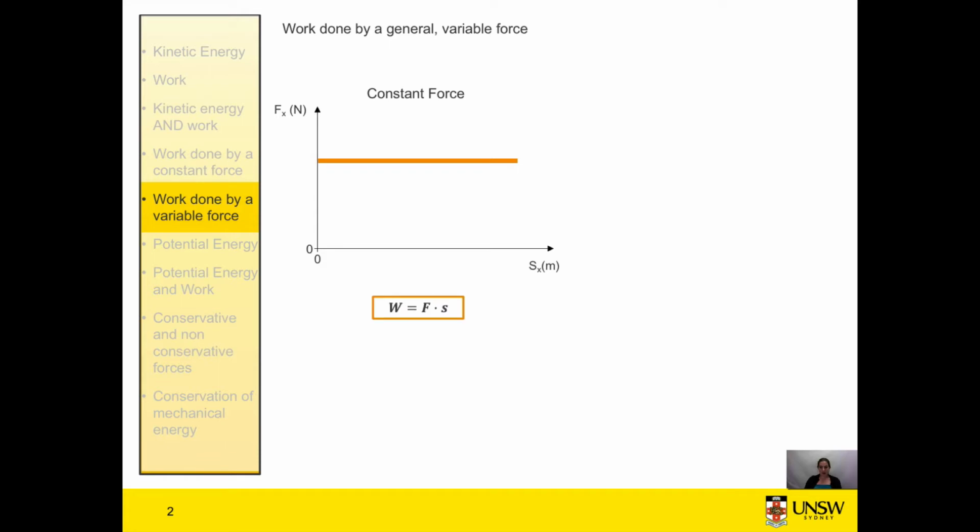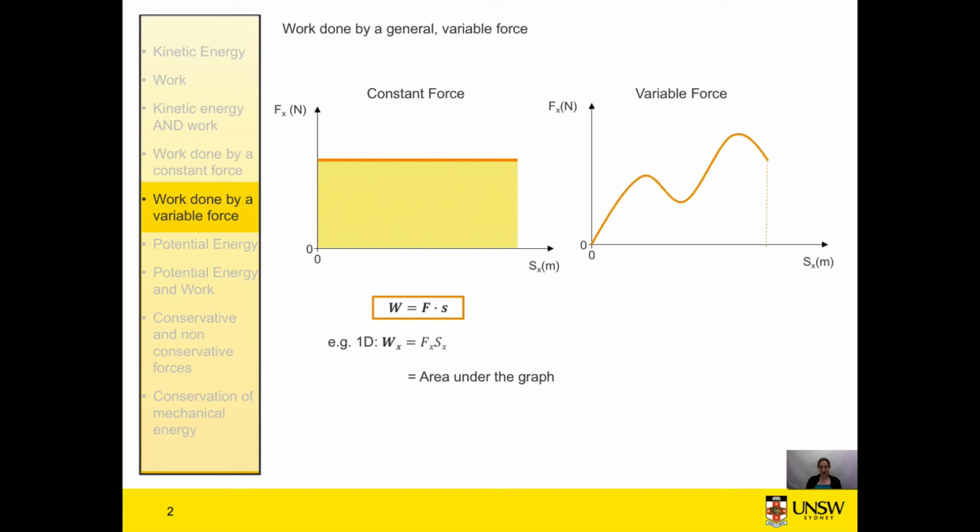We know that because the force is constant, we can calculate the work done on the object by the dot product of the force and the displacement. Or if we look at the one-dimensional example, we know that that's the force times the displacement. So in one dimension, that's the area under the graph. So what happens then when we start looking at a variable force?